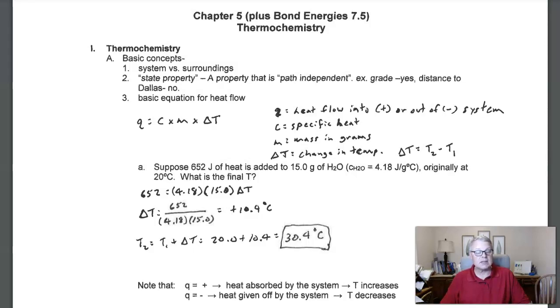If the system itself is losing heat, if heat is flowing out of the system, now it has less heat than what it had before, and so we say Q is negative. So Q is negative, losing heat. Q is positive, gaining heat.